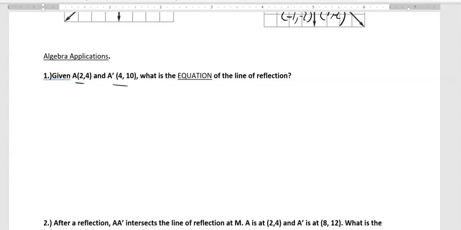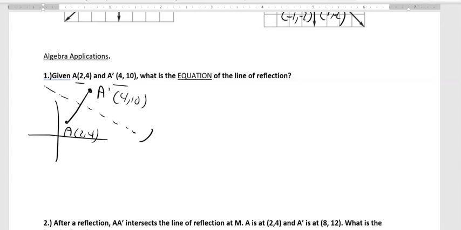Plot the points. I'd plot the points, and I'm not even going to be neat about it. I'm just going to do a general location. 2, 4 is like here. A is at 2, 4. A prime is at 4, 10, right about here. There's A prime, and here is our line of reflection that we want. I'm going to call it line 1.